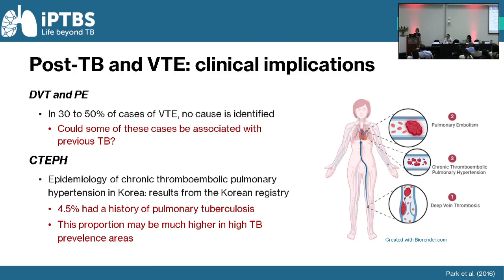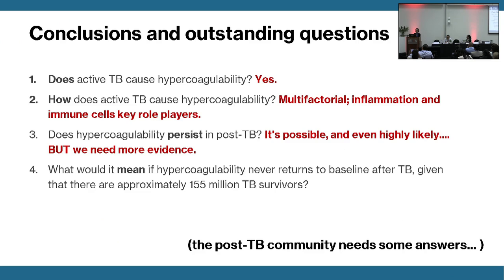Clinically, in 30 to 50% of cases of VTE, no cause is identified. And this begs the question, could some of these cases be associated with previous TB? In addition, post-TB hypercoagulability may present as chronic thromboembolic pulmonary hypertension, either as a long-term complication of acute PE or in patients without a prior history of PE but with a prothrombotic tendency.